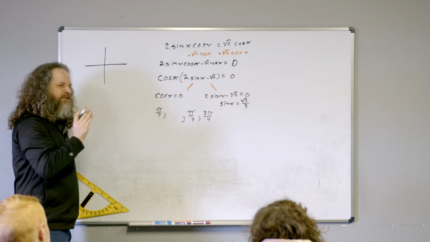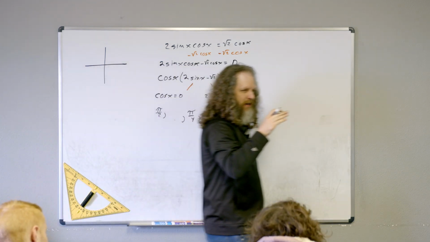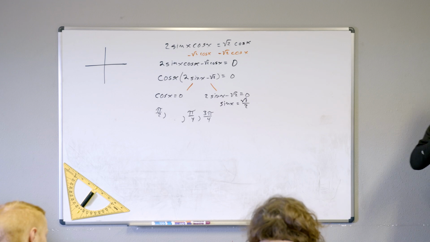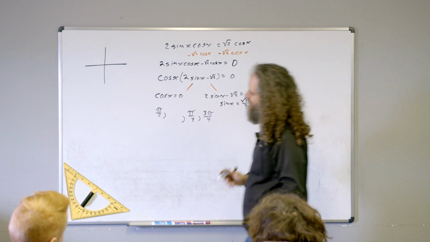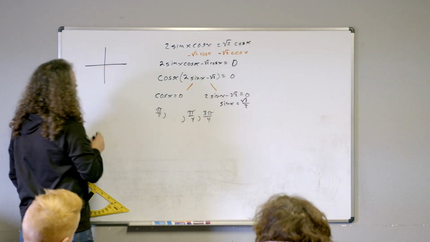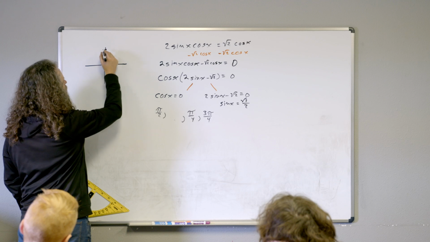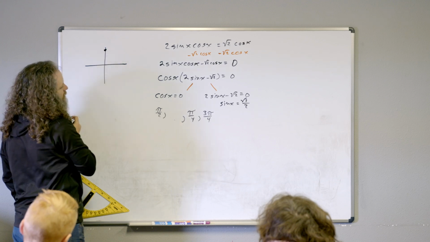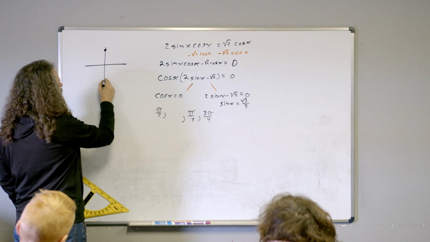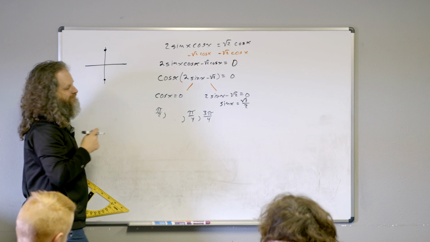What is cosine? Is it x or y? It's X. X over r, right? So at pi over 2 it is equal to 0. And at 3 pi over 2.